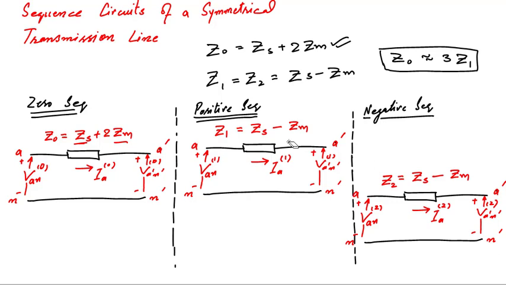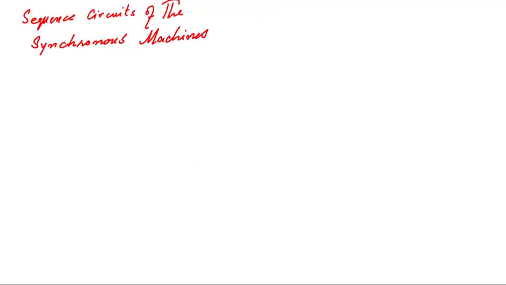Now after developing the sequence equivalent circuits of the symmetrical transmission line, let's move towards the generator and simply draw the three sequence equivalent circuits for the generator. Sequence circuits of the synchronous machine. Here I will draw the diagram of the machine.